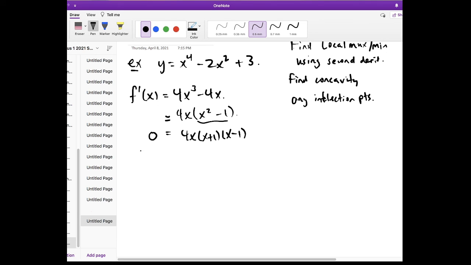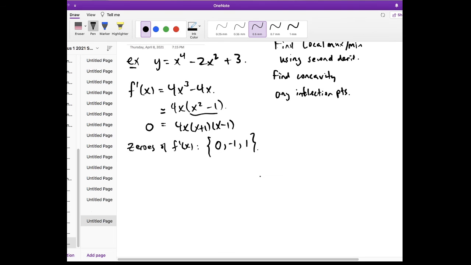Okay, so where is f equal to 0? Or f prime, sorry. See, when it's factored like this, you can just do it by sight, right? Yeah, 0, -1, 1. Okay, so the second derivative test says all we need to do is find the second derivative.